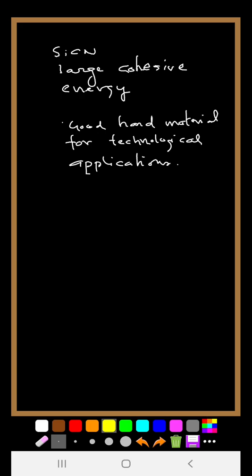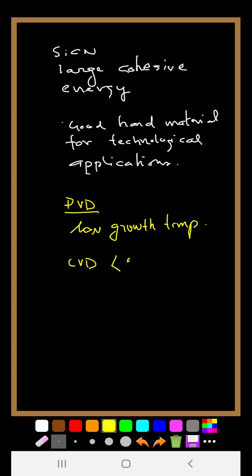Now we can make a silicon carbon nitride coating by various physical vapor deposition techniques. The advantage of these physical vapor deposition techniques is it has got a low growth temperature. Chemical vapor deposition techniques can also be used where the temperature is less than 900 degrees centigrade, but it has got a little bit of limitations, especially in industry.